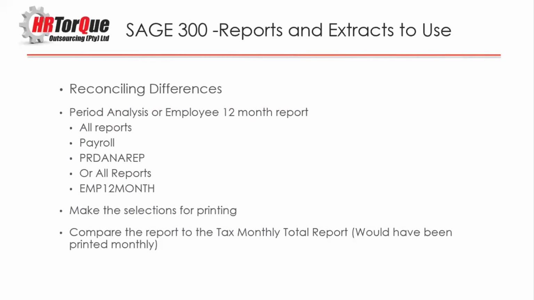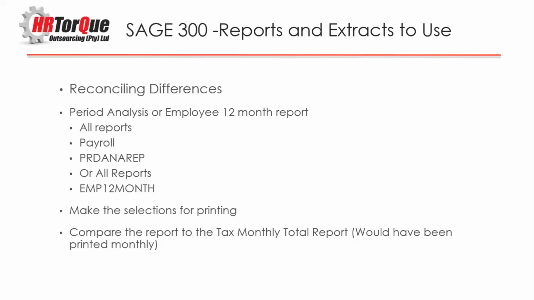Now you'll see a lot of similarity. Obviously, the Sage products have been developed by the same business, and as a result, they tend to follow very similar lines on these sorts of things. So we can use the period analysis or the employee 12-month report. If we want to use the period analysis, we can go to all reports, to payroll, and to PRDANAREP. Very horrible names. Remembering, if you know Sage 300, it has a long and a short description as well, which will say period analysis in it.